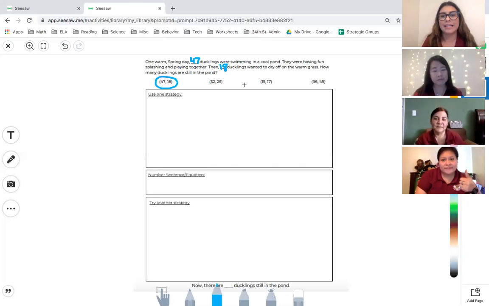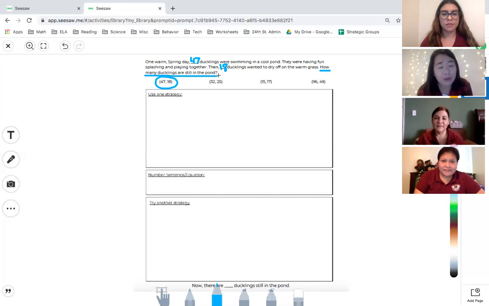What are we being asked to do? Ms. T, can you tell us, what are we being asked to do? Like the question says, it says how many ducklings are still in the pond. So we already know some left the pond. So now we want to figure out how many are still there.